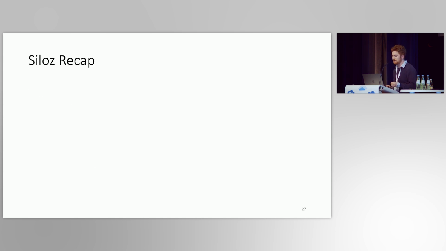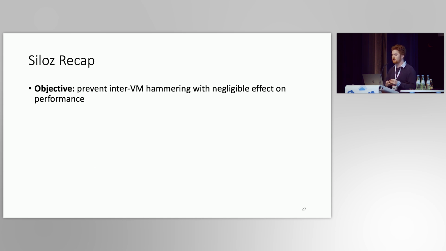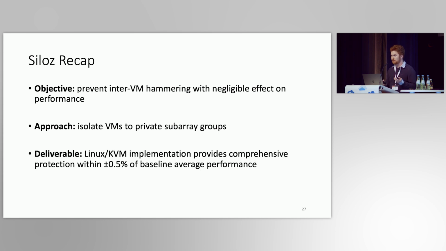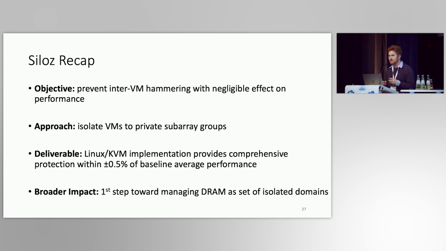So to recap, the objective here was to prevent inter-VM Rowhammer with negligible effect on performance. The approach we took was isolating VMs to private subarray groups. The deliverable was a Linux KVM implementation that provides comprehensive protection with negligible impact on performance. And the broader impact of this talk, we believe, is that we provide the first step towards practically managing DRAM as a set of isolated domains.